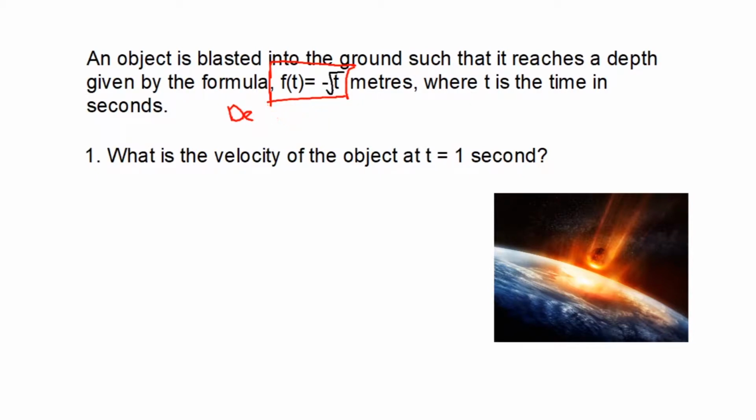The depth is the distance. So the question is, what is the velocity of this object after 1 second? So the velocity will be the derivative of this distance formula. And do you see, I couldn't have just started off by differentiating, because I do not have this distance formula in exponent form. I still have to change it to exponent form.